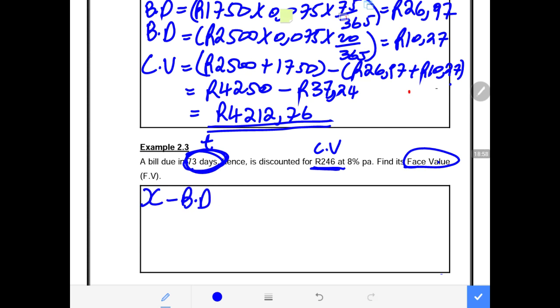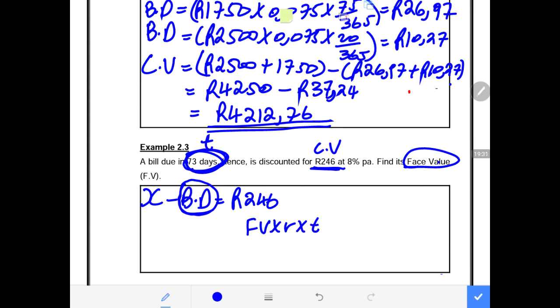We know that this will give us a total figure of 246. Now we know that to calculate banker's discount, how do we do so? To calculate banker's discount, we know that it is face value times R times T.